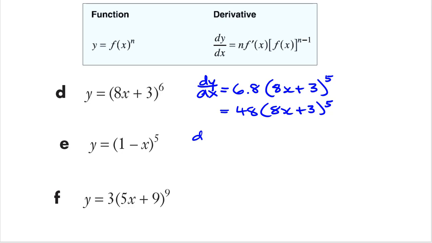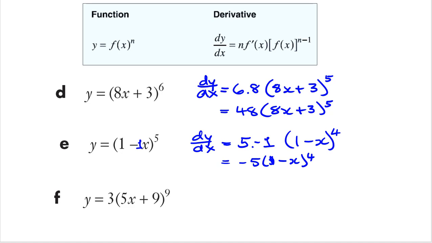Part E, dy/dx. 5 will come out the front, multiplied by the derivative of the inside. Now it's minus, there's a minus 1 there, so the derivative will be minus 1. Be careful with that one. 1 minus x in the brackets, and we'll lose 1 from the power, so that'll be 4. Tidying this up, 5 lots of minus 1 will be minus 5. Oops, 1 minus x, all to the power 4.